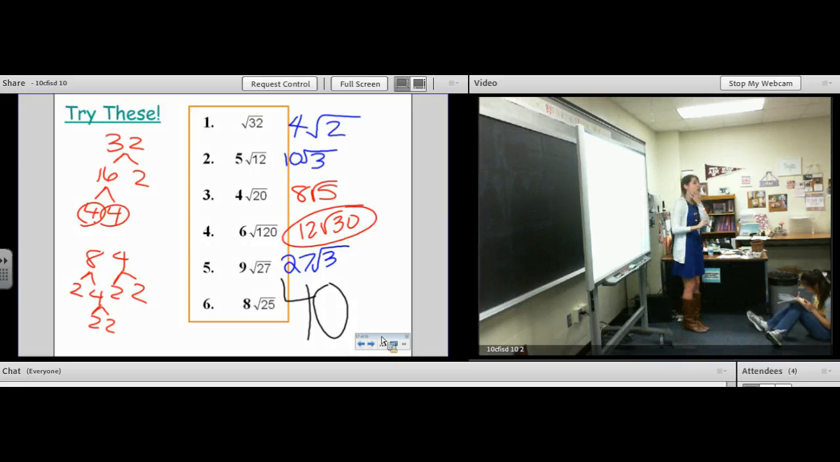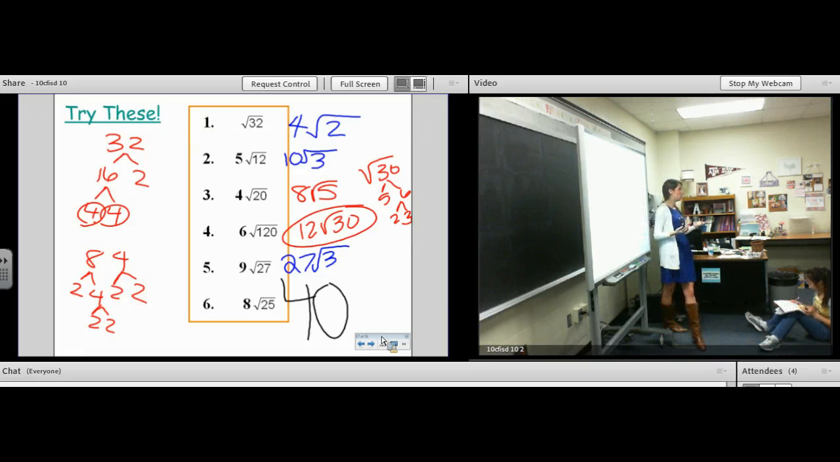Oh. So 30, although that seems like a big number and you would think that you could reduce 30, but you actually can't. Because 30 is 5 times 6, and 6 is 2 times 3, and you're at a dead end, and there's no pairs. Oh, okay. So number 4 is 12 root 30. 30 can't be reduced any further. Remember on your Mad Minute, the answer to square root 30 was square root 30? Yeah. You can't reduce it.